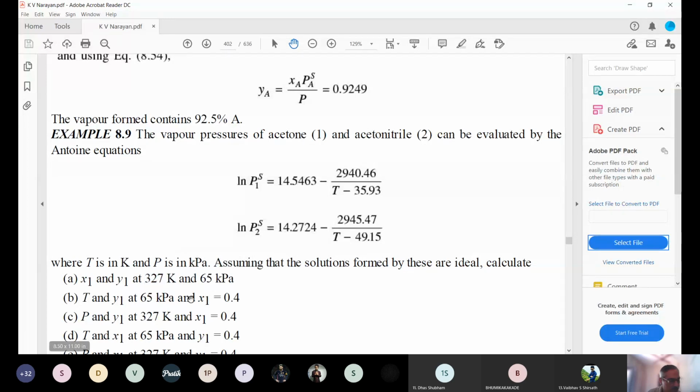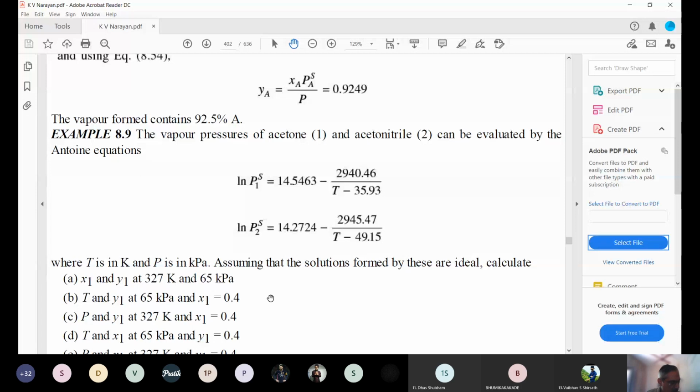तो फर्स्ट पार्ट में x1 कितना आया था? How much was x1 in part 1? 0.5685. 0.56 था, बराबर. So the temperature was 327 Kelvin. So we have to try a temperature somewhere around 327. You can assume more, you can assume less, doesn't really matter. Assume a temperature which is say 330 or 325, doesn't matter. Iteration करना पड़ेगा because it's trial and error procedure.